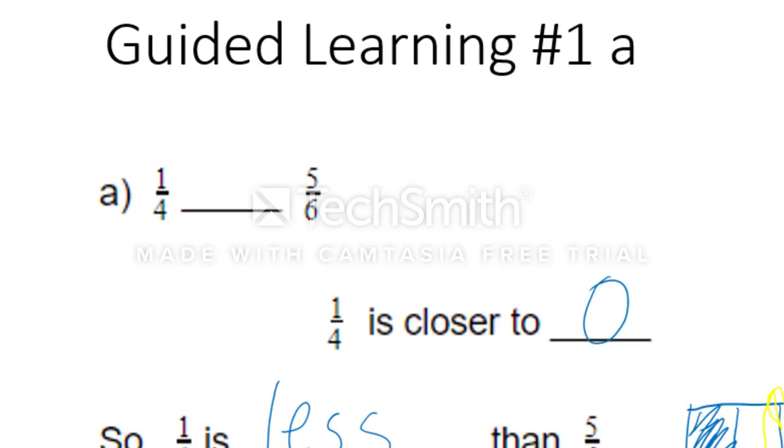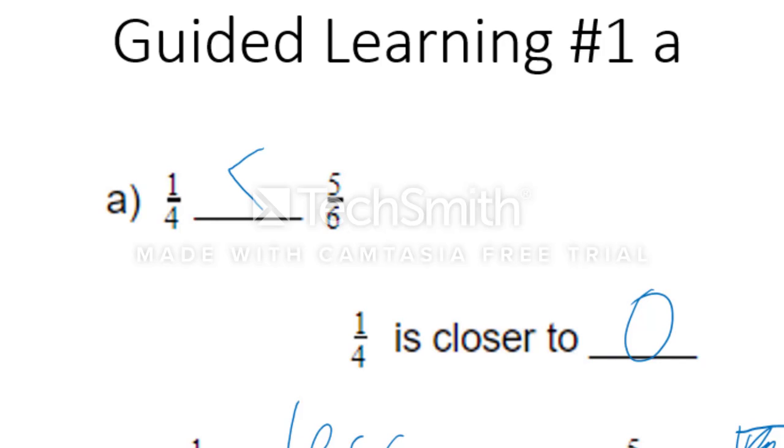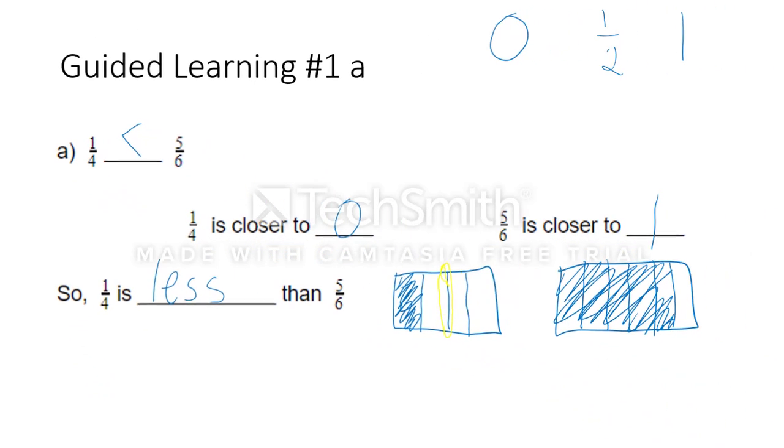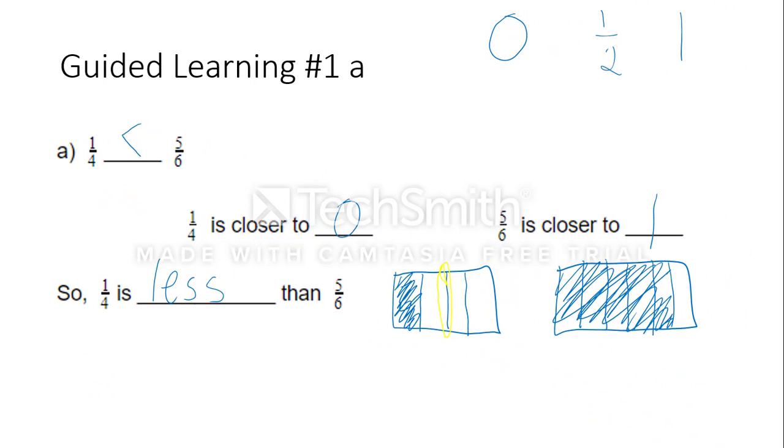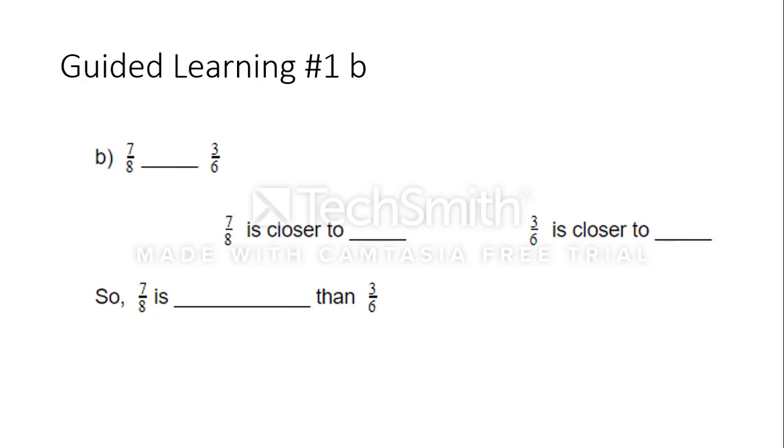For a less than sign, at the very top, we're going to write our comparison sign, showing that the alligator's mouth is opening up to a bigger fraction, which is 5/6. So 1/4 is less than 5/6. Let's move on to the next one.